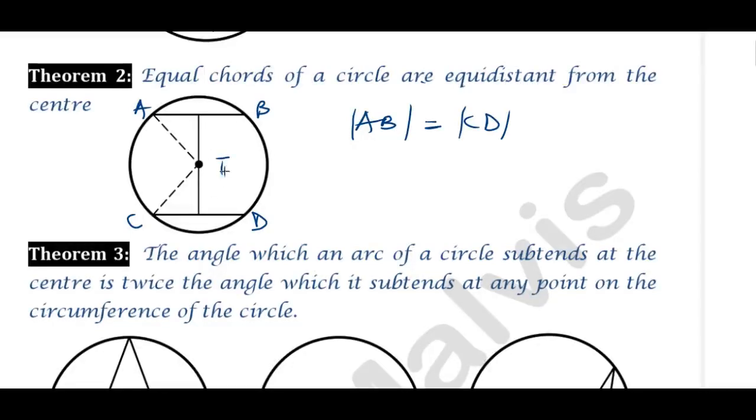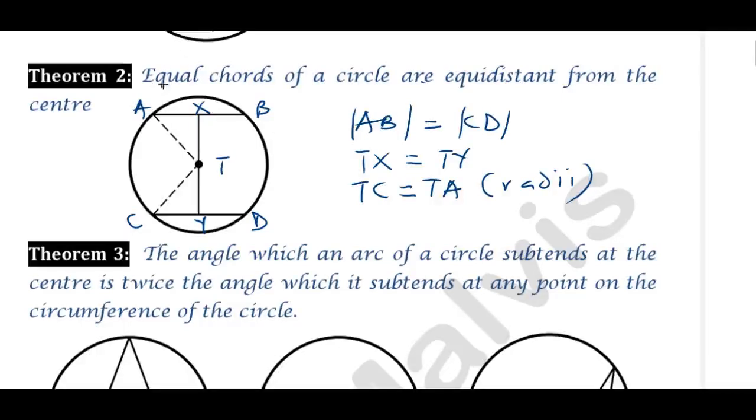So let's call this place T, center T. Let's call this place X, and let's call this place Y. So the implication is that TX is equal to TY. And of course, this is a straight line from the center to the circumference. So TC is also equal to TA. That is radii.